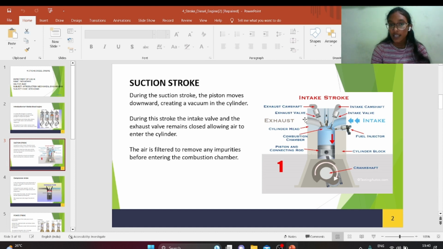As you can see in this stroke, the piston moves from upwards to downwards, creating a vacuum in the cylinder. During this stroke, the inlet valve and the exhaust valve remain closed, allowing the air to enter the cylinder. The air is filtered to remove any impurities before entering the combustion chamber.